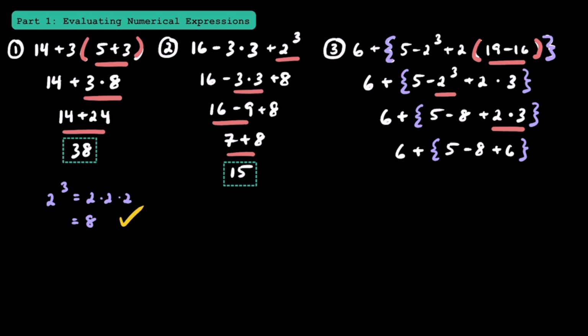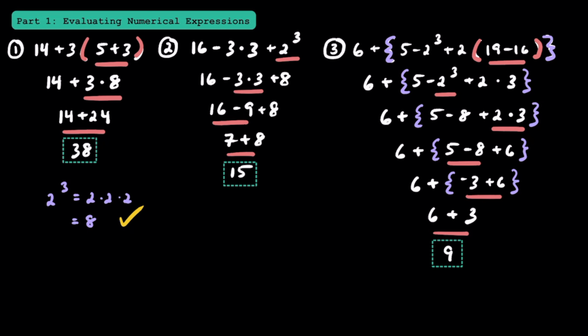Addition and subtraction are equally important, so we'll go from left to right. And while you might not know how to work with negatives yet, if you know 8 minus 5 is equal to positive 3, then 5 minus 8 is equal to negative 3. Here we'll write 6 plus the quantity of negative 3 plus 6. While adding a negative and a positive number can be confusing, you can just think of this negative 3 plus 6 as just positive 6 minus 3. That'll equal positive 3. So we can write 6 plus 3. And finally, adding the 6 and 3 together, we get a final answer of 9. That's the value of this numerical expression.